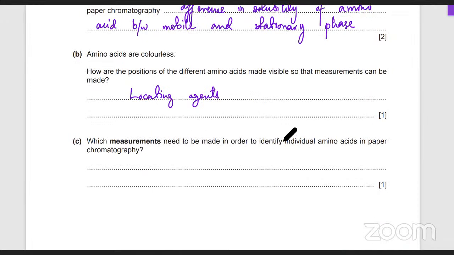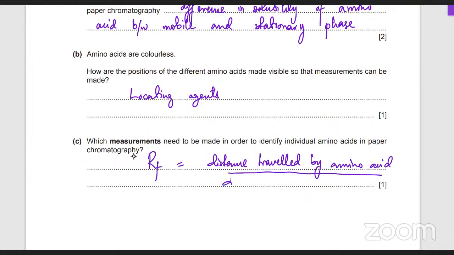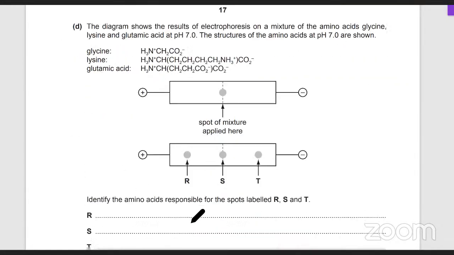Which measurements need to be made in order to identify individual amino acid in paper chromatography? So उसके अंदर measurement क्या होती है? It's retention factor, which is RF value. So what is that? Distance traveled by the amino acid divided by the distance that is traveled by the solvent. खैर ये वाला पार्ट आसान था, ये वाला आ गया.